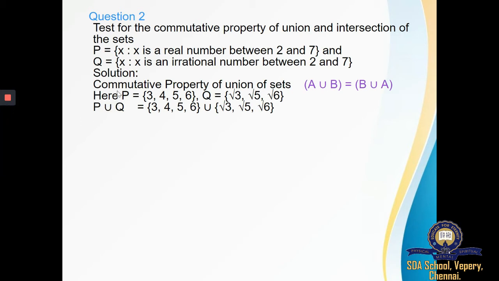Alright, before getting into the sum, let us first of all write the definition of commutative property of union of sets. So what is the definition of commutative property of union of sets? It is A union B is equal to B union A.